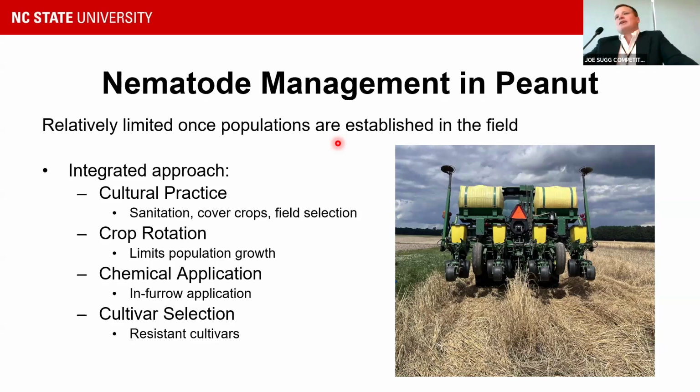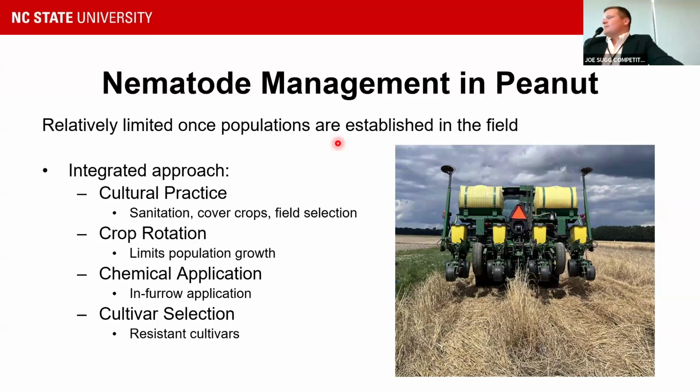We can also look at crop rotation. This can be accomplished by rotating to a non-host crop, especially considering your nematode species of interest. This can help limit population growth in the soil and lower the initial inoculum. We can also look at chemical application. Again, this is done at the time of planting and used as an in-furrow application. And again, the modes of action and the products are limited.